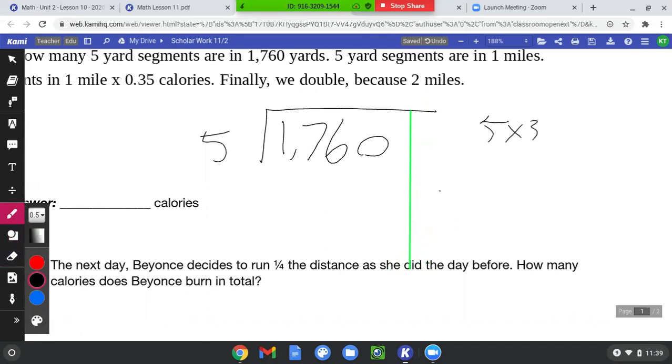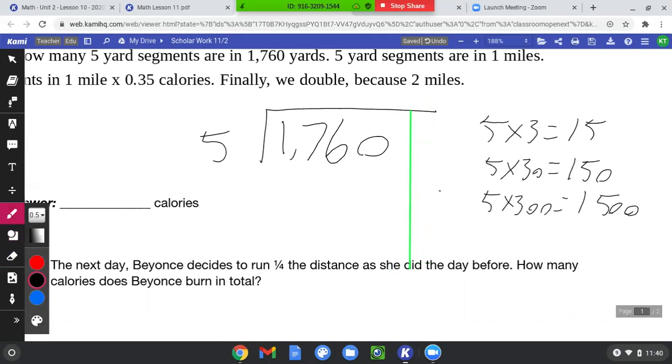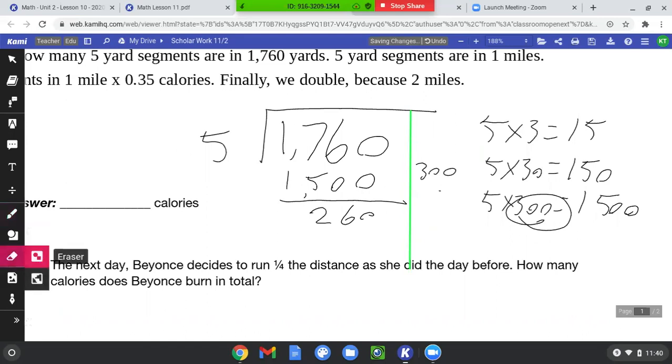5 times 3 equals 15. 5 times 30 equals 150. 5 times 300 would equal 1,500. So let's do a group of 300. I'm going to do 1,500. When I subtract that, I get 260. Not bad. We're pretty close.